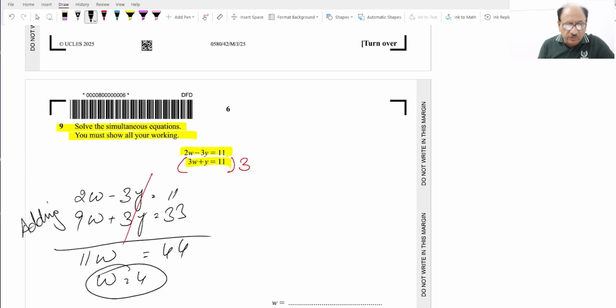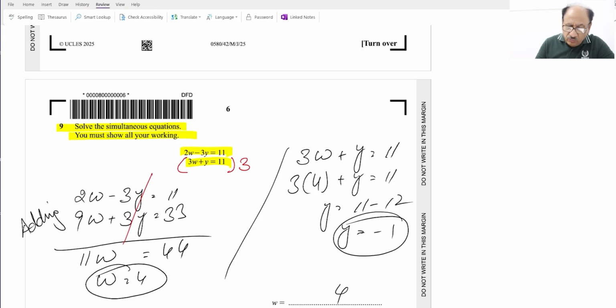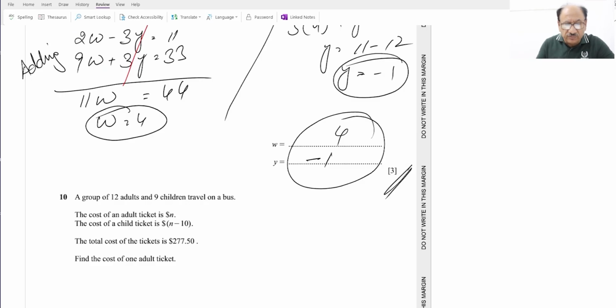w is equal to 4 value we will be getting, and further we can calculate y value. We will be replacing in any of the two original equations. I am taking the second equation, 3w plus y is equal to 11. So 3 into 4 plus y is equal to 11. So y is equal to 11 minus 12. y is equal to minus 1. Hopefully you are understanding this. So y is equal to minus 1 will be the answer, and this is the answer for 3 marks. Hopefully you understand this as well.